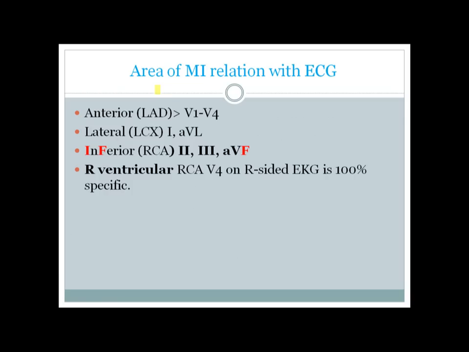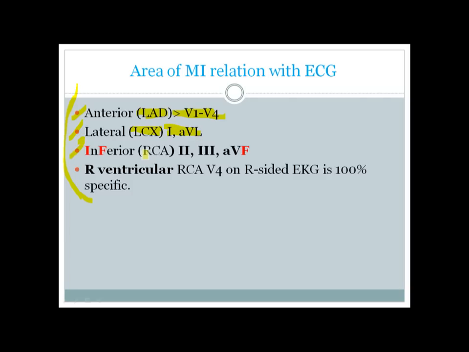There are typical leads for denoting the area involved in myocardial infarction. I have made it simpler for easy memorizing. If there is any obstruction in the left anterior descending artery, it will lead to changes in the anterior leads, which are leads V1 to V4. This suggests an infarction involving the anterior surface of the chest, so those are the anterior leads. If there is an obstruction in the left circumflex artery, there will be changes in lead 1 and lead AVL. This is called a lateral MI.